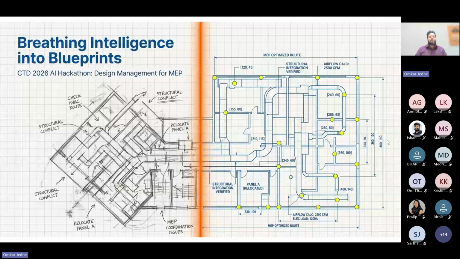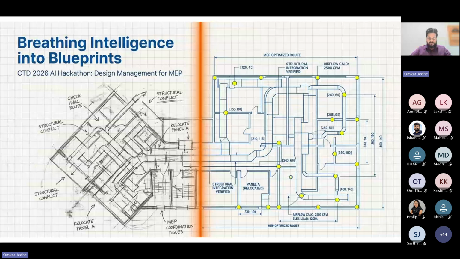But there is a very big planning behind it, how it really happens and is designed even before construction, to ensure there is a seamless construction process and there are no conflicts around it. So that is where, as you see on the screen, what we are going to do. We are going to check HVAC routes. Now you understand HVAC, the AC vents and the pipelines for those AC vents going above us. Are there any structural conflicts? Are there any relocations of panels happening? Are there any coordination issues happening? We'll go into the detail of this, but that is what this problem statement is framed around.